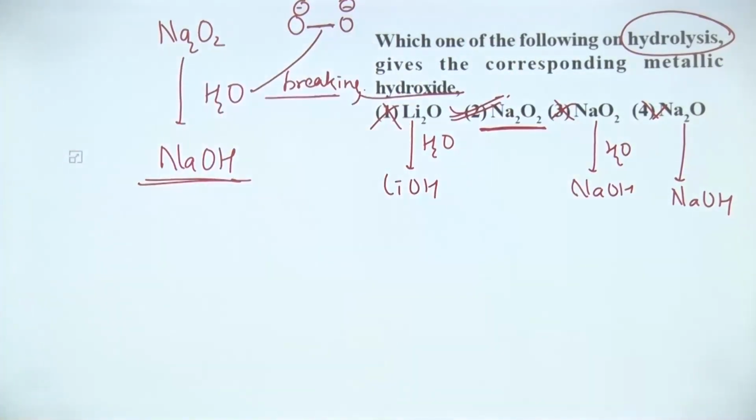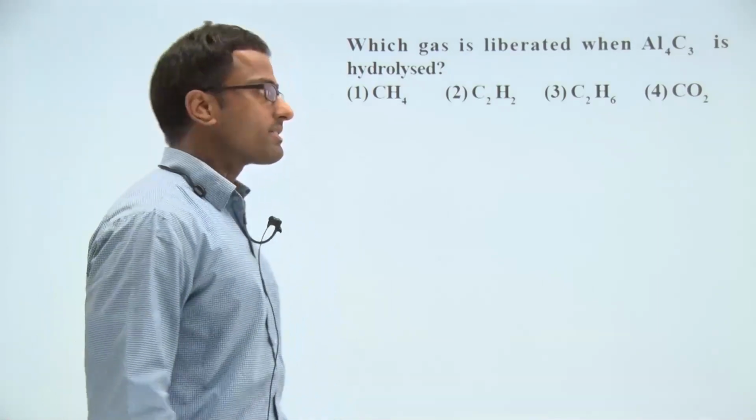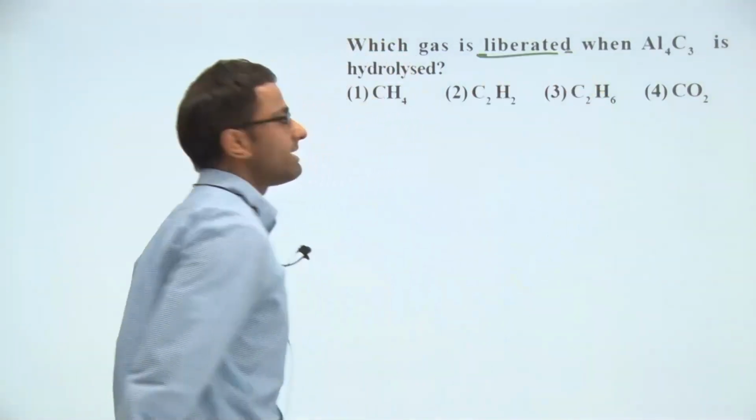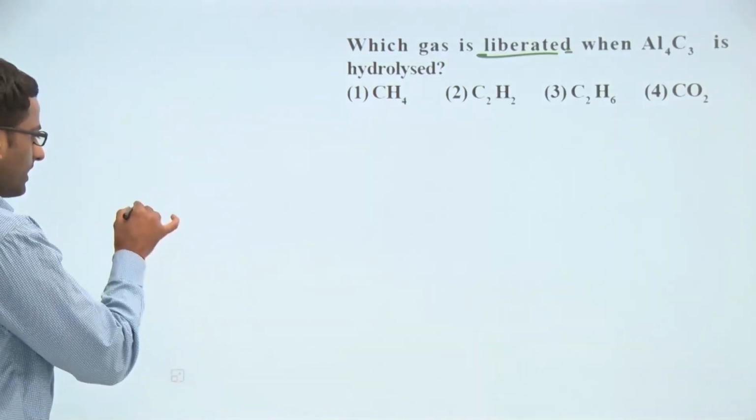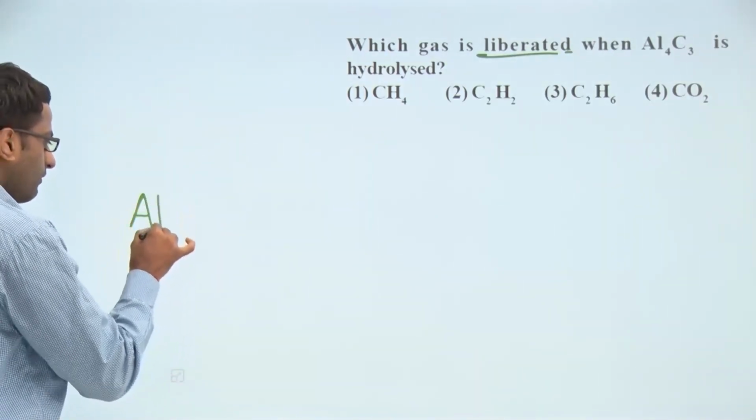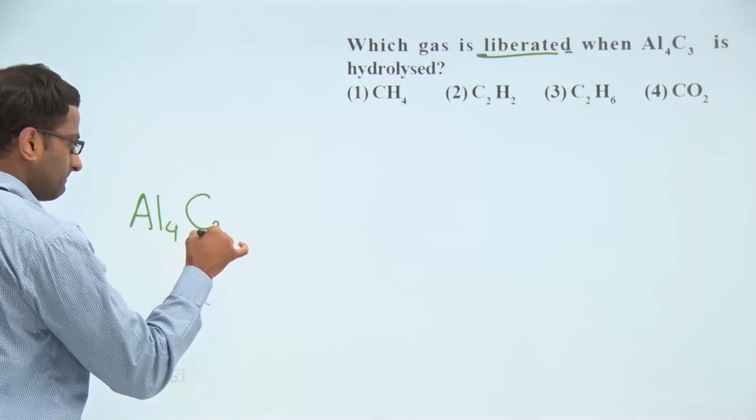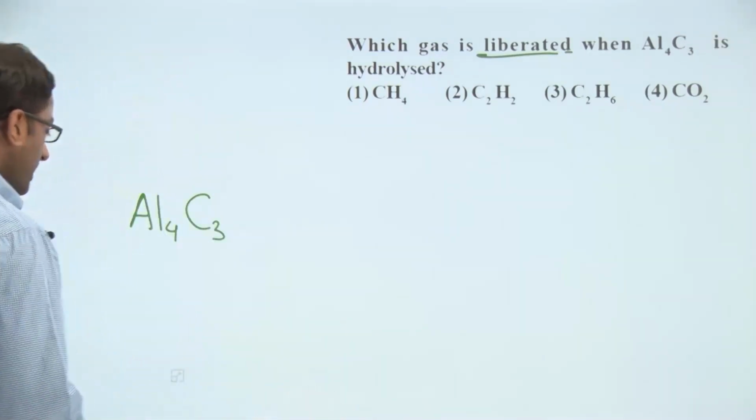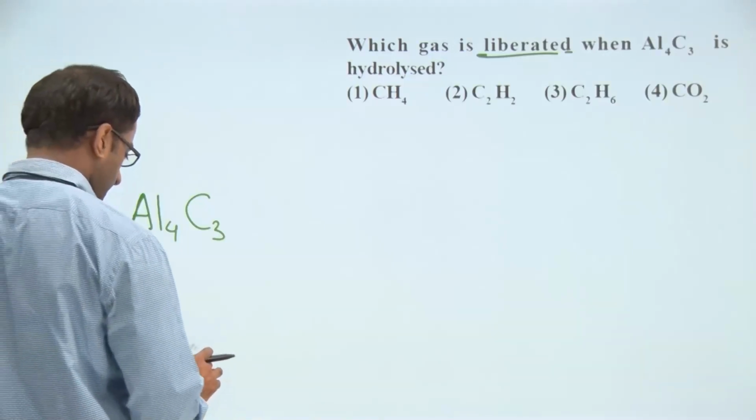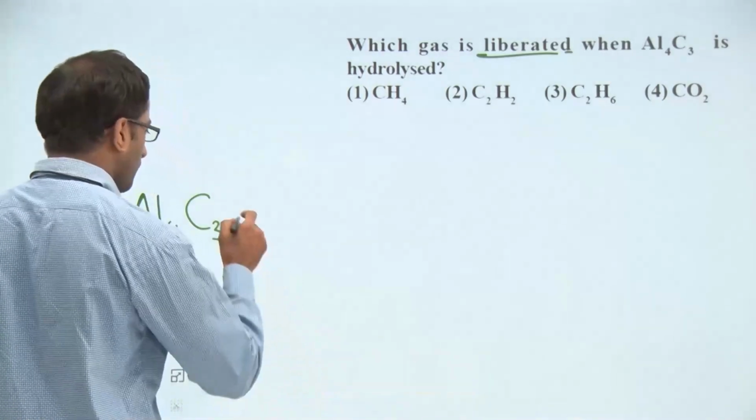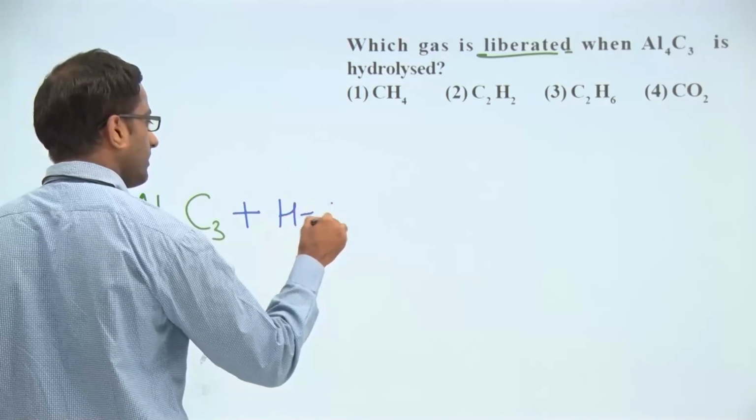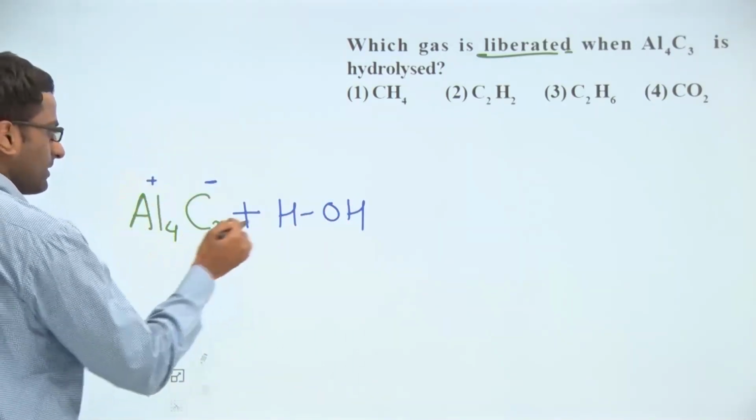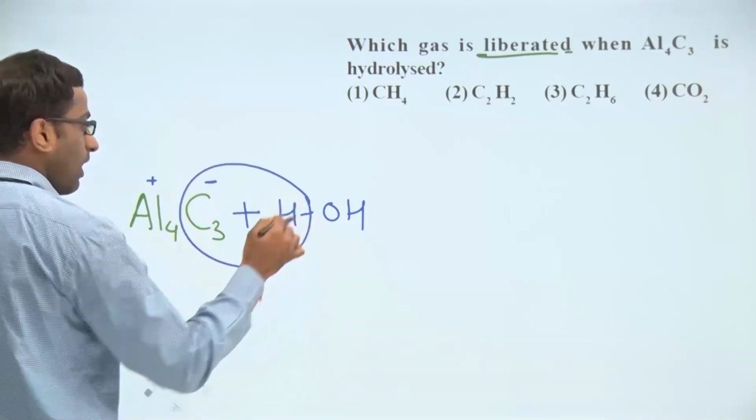Question, this question is asking which gas is liberated when aluminum carbide is hydrolyzed. So here Al4C3, this is also considered as a methanide because it will produce methane. So while addition of water, carbide, it means carbon is having minus, aluminium plus. So how can we identify?